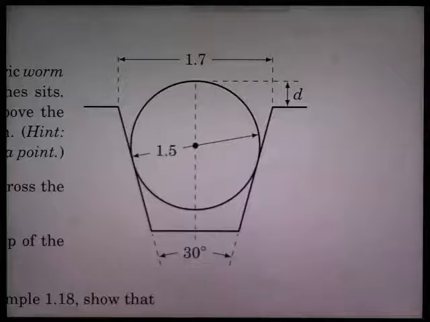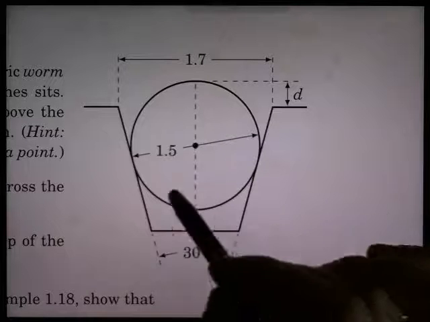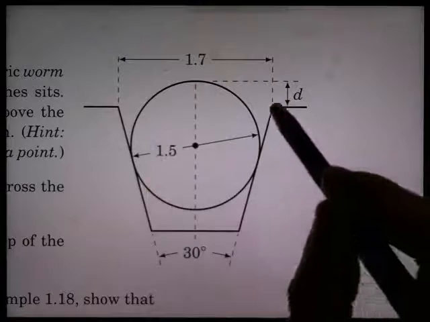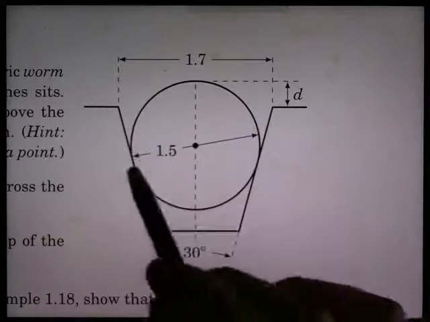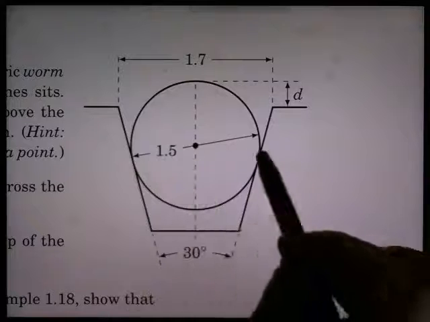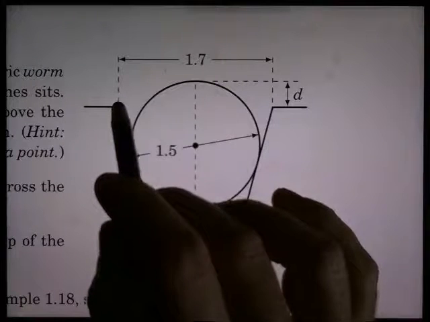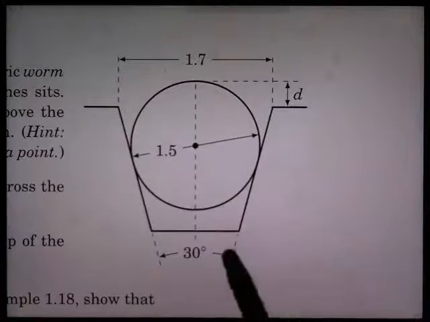All right, I need to take a look at problem number 9 on section 1.3. So here's the situation. You've got a round object sitting in this trough. They give you the diameter here as 1.5. They give you the distance across, point to point, there as 1.7.